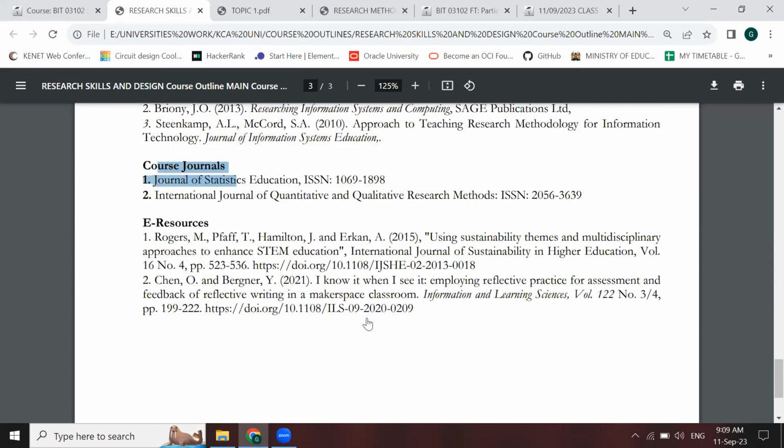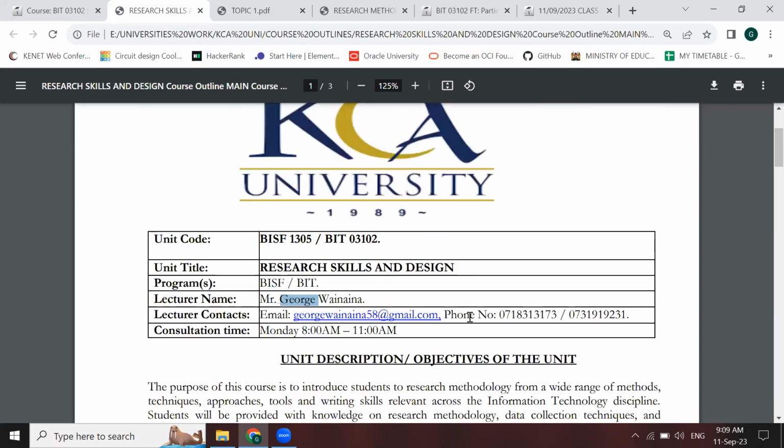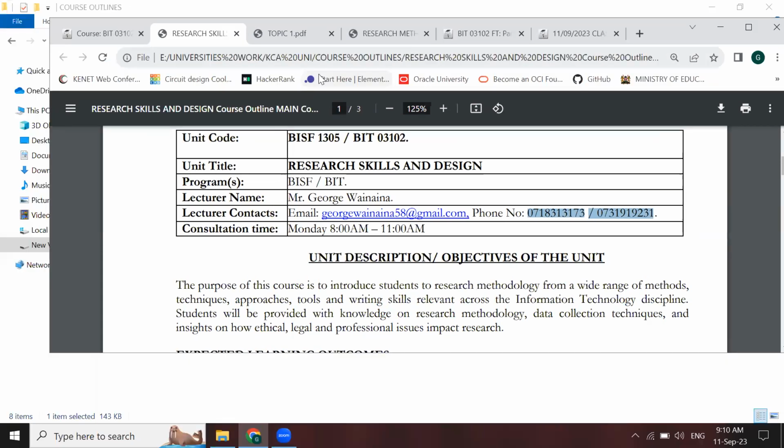So my name is George. I've given you my details here. In case of anything, get in touch with me. You can send an email, you can call me or text me, and we'll continue together during this semester. So that's a brief introduction to the course outline. Now let's start with the first topic.